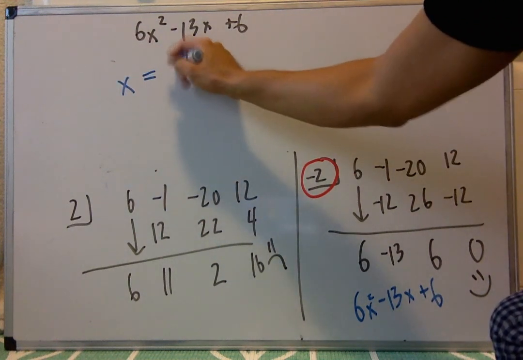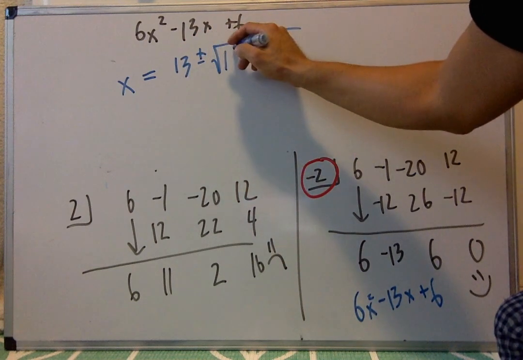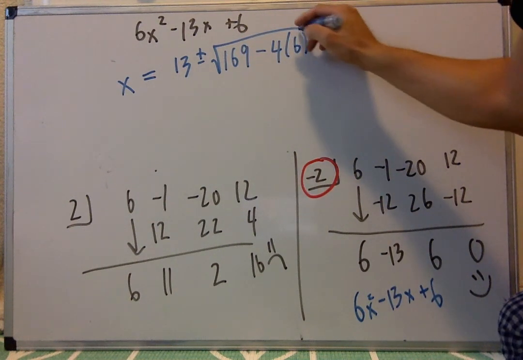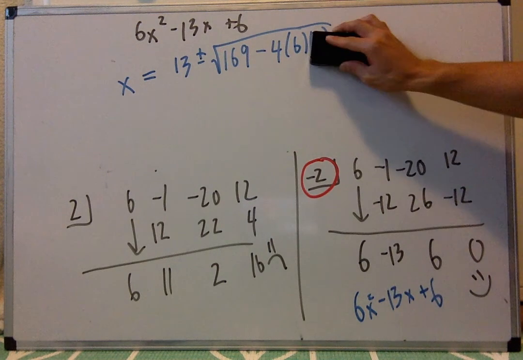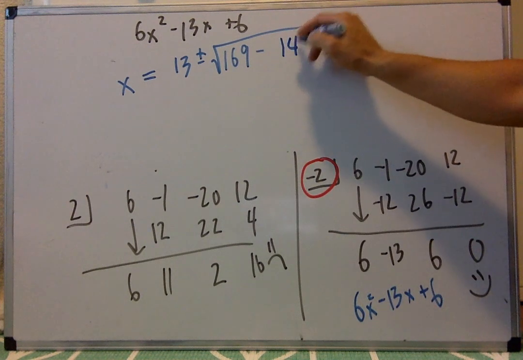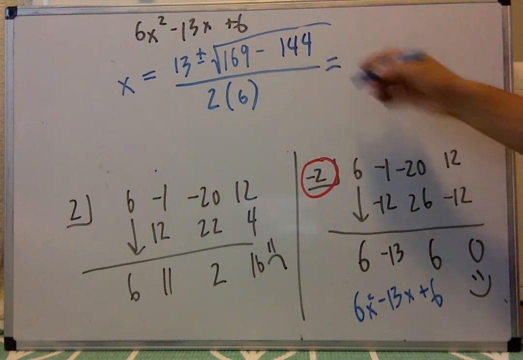X is equal to negative b, which is 13, plus or minus the square root of b squared. 13 squared is 169. Minus 4ac. 4 times 6 is 24 times 6. I can't do math. I just cheat. 144. Oh, I shouldn't know that one. Okay, 144. Oh, okay, this is gonna be nice. That's 25. Okay, divided by 2 times 6. Yeah, 2a. All right, now we just need to simplify that thing.